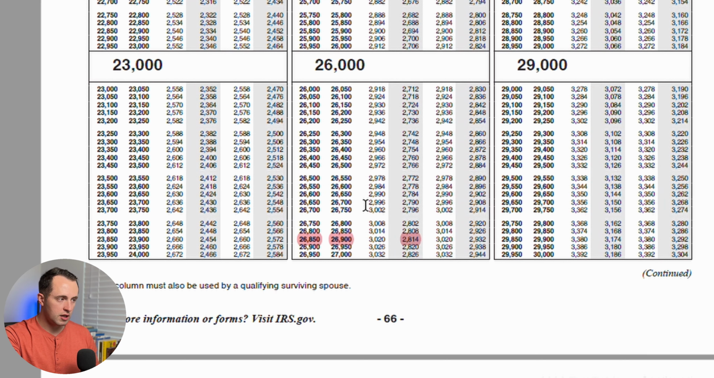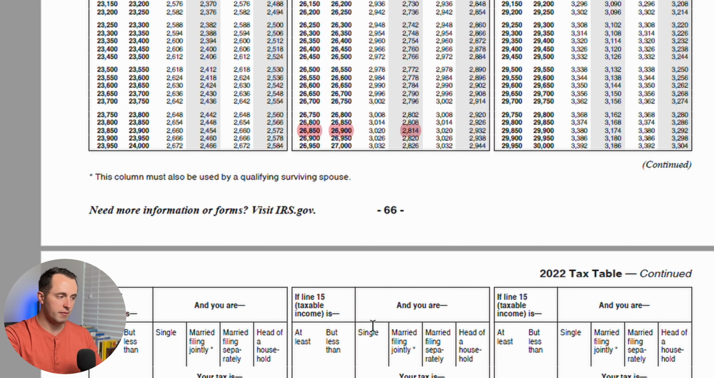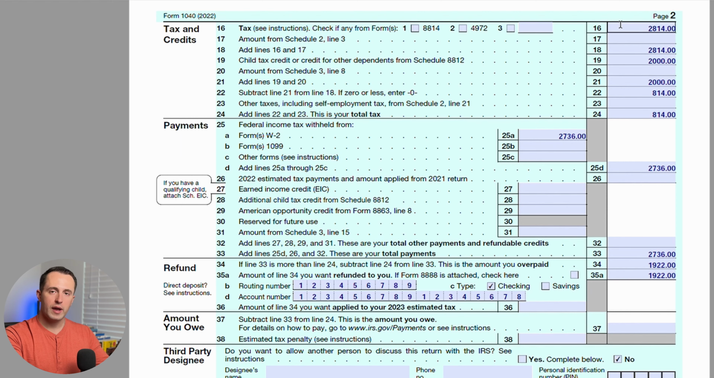Now, each of these columns deals with what sort of filing status you're using. So you can just scroll up or down to the next page, and you can see the first column is single, then married filing jointly, married filing separately, and head of household. So for this one, we find this line, we go across to the filing status that we have. So the amount of taxable income and how much taxes we actually owe is going to be $2,814. So we're going to copy and paste this number and put it back on line 16 of the actual IRS Form 1040.